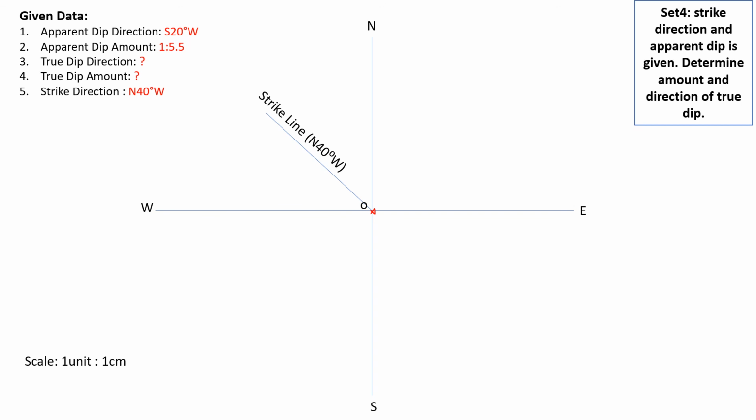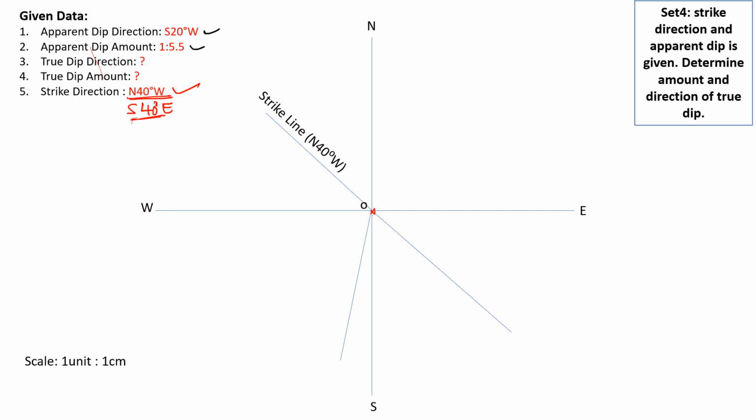Now we need to understand one part: a strike has always one end with respect to north and another with respect to south. So if north 40 west is given, we should understand that there is another line, south 40 east, also. So we extended this line, as we have seen in previous problems. If they give south 40 east, we need to understand that north 40 west is also there. So we extended this line. This part is completed. Now let us concentrate on the true dip direction and amount.